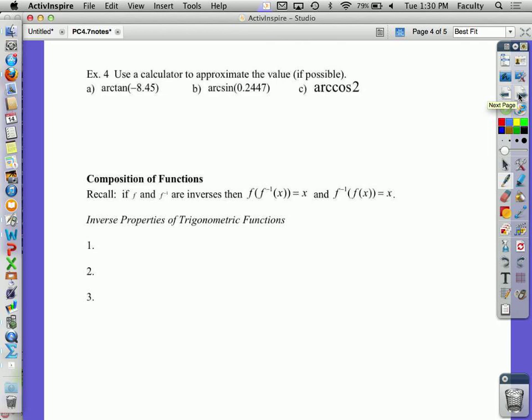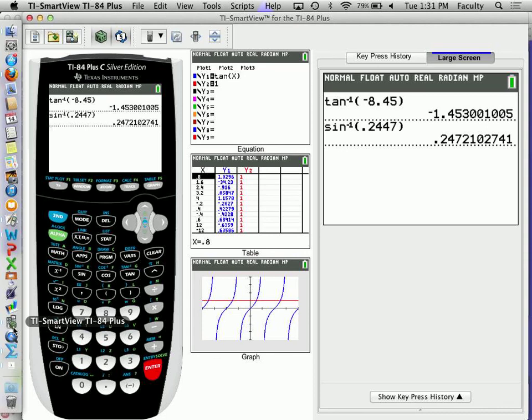Alright, example 4 says use a calculator to approximate the value if possible. So in letter A, it says arctan negative 8.45. So let's take out our calculators. I've already done this one. Check your mode, make sure you're in radians. The only time you'll flip to degrees is in 4.8 when you're saying what's the angle of elevation. You don't usually describe to somebody, hey, the lighthouse has an angle of elevation of 0.237 radians. You know, there will be common sense problems.